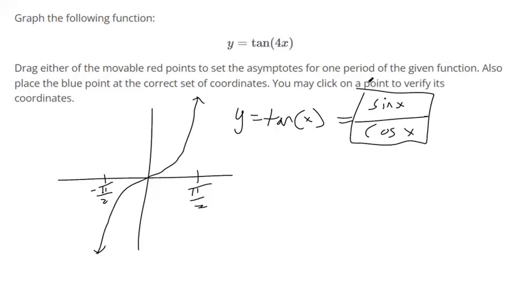over cosine x. And at x equals negative pi over 2, cosine of negative pi over 2 is 0. So that causes a divide by 0 problem. That's why we have vertical asymptotes here and here. That's when we don't mess with tangent.